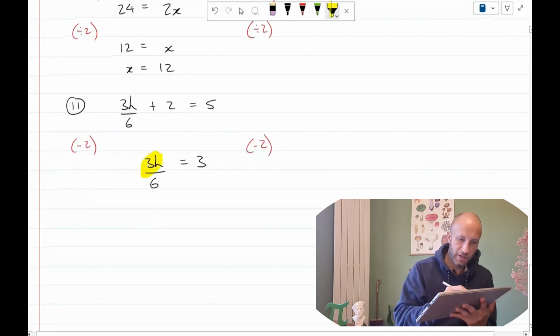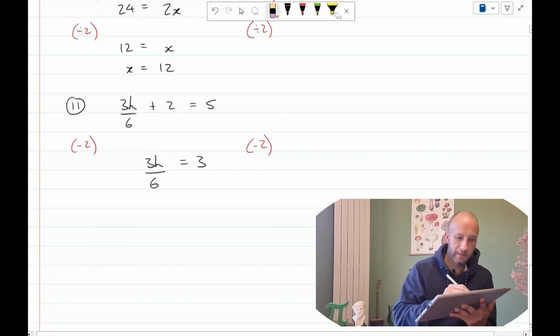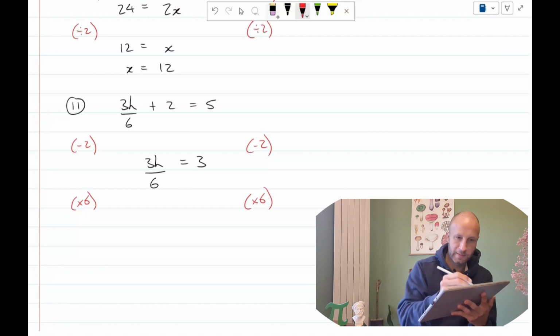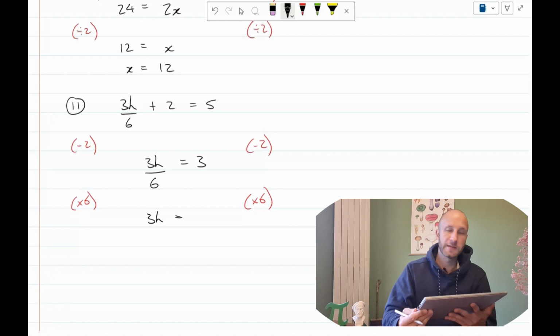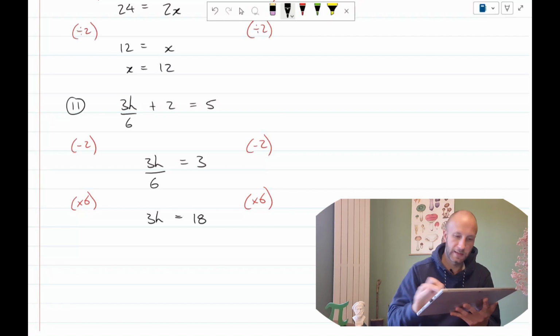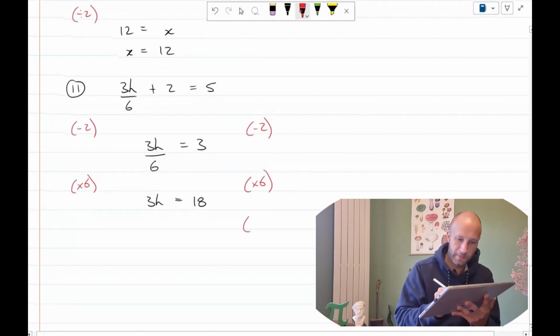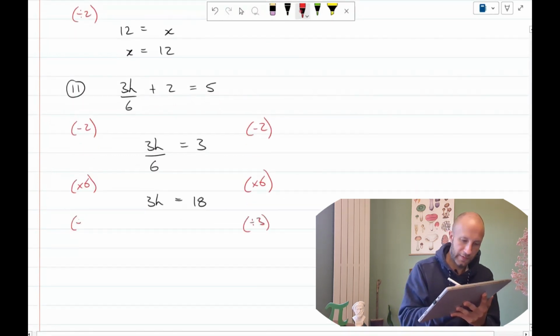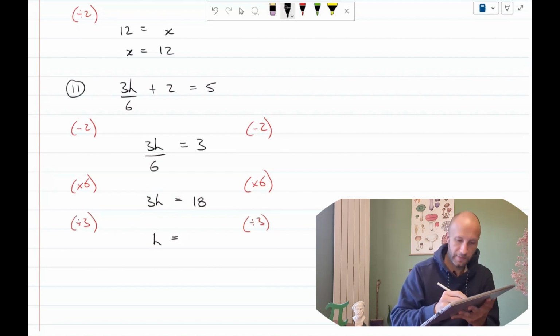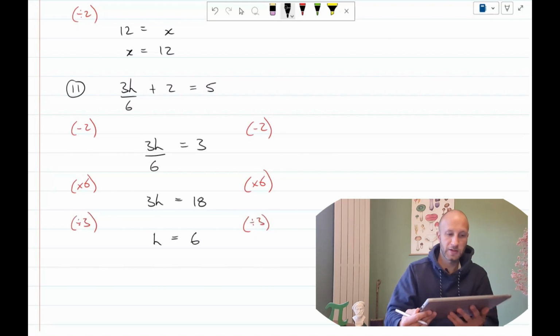Now look at my h term, my unknown term, division by 6. So I want to multiply by 6 to get rid of that division by 6. The 3h will pop out at the top, because the division by 6 and the times by 6 cancel, but I've got to balance by timesing the other side by 6. 3 times 6 is 18. And then last step, to get rid of that 3 in front of the h, 3 times h, I will need to divide by 3 to get rid of that multiplication. So divide the left-hand side by 3, leaves me with h. Divide the right-hand side by 3, leaves me with h equals 6.